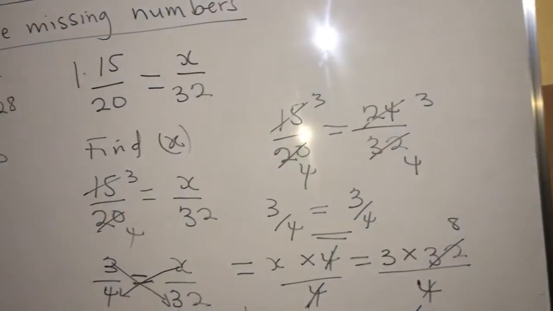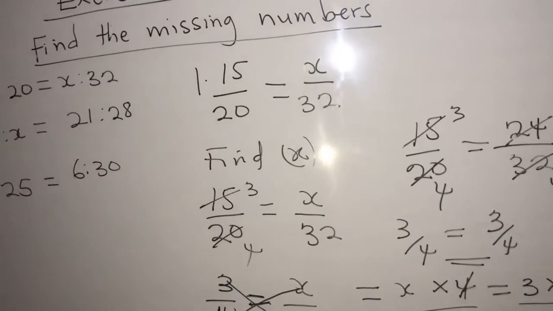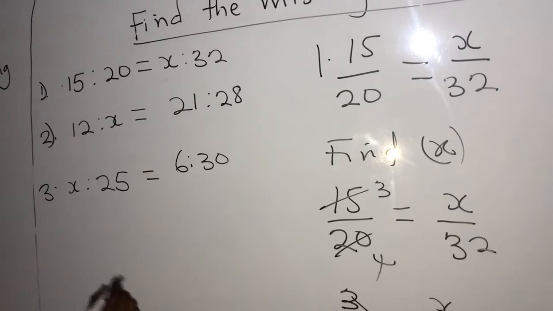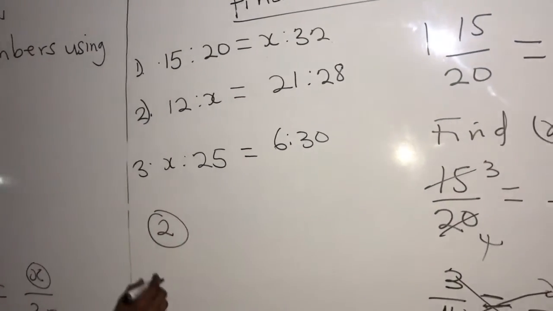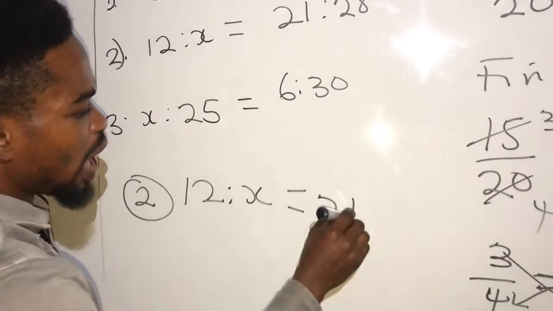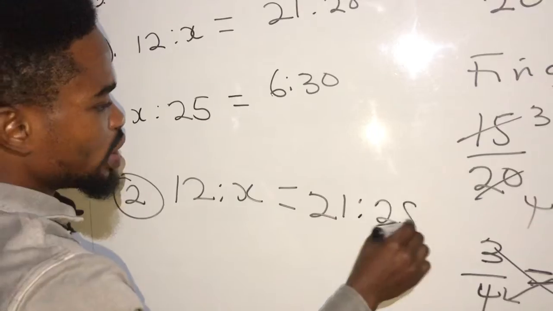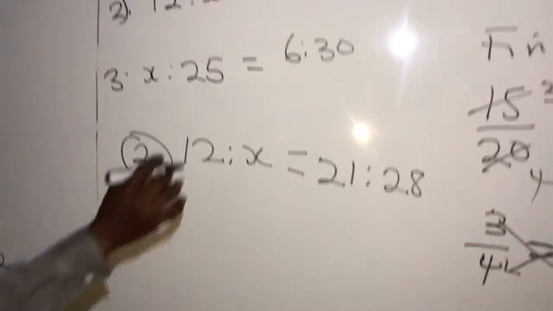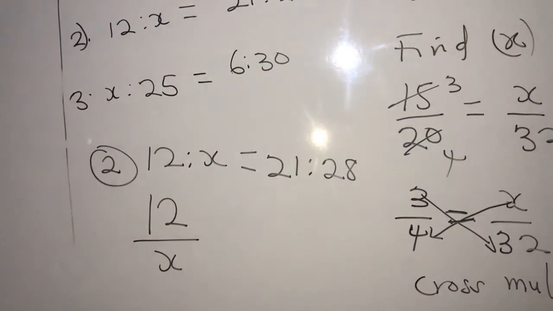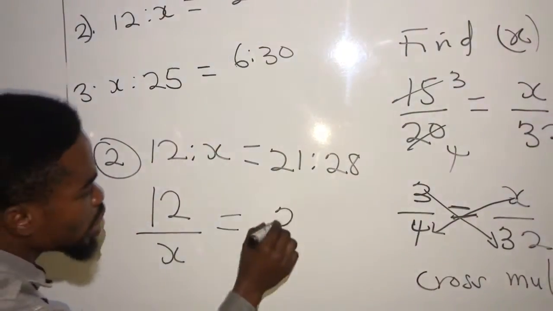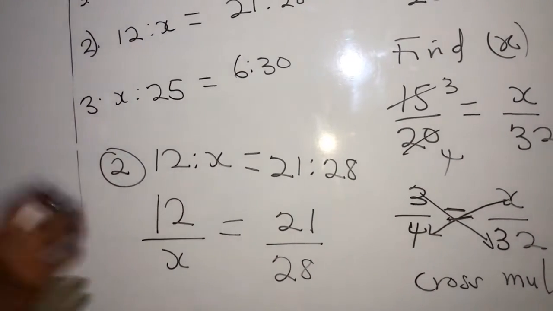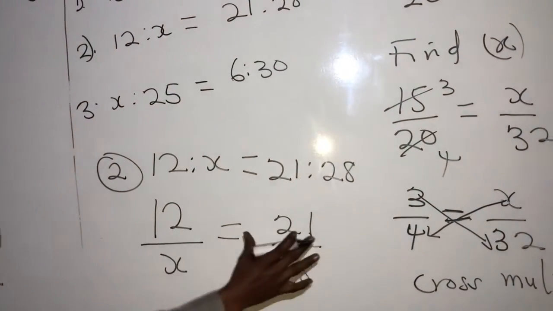Alright? Now let's look at the next question, which is question number 2. Question number 2 is 12 is to x, and then 21 is to 28. So I look at this. What am I going to do? I write it here. 12 divided by x equals 21 divided by 28. Ratio, remember, can be expressed in this way or the other way.